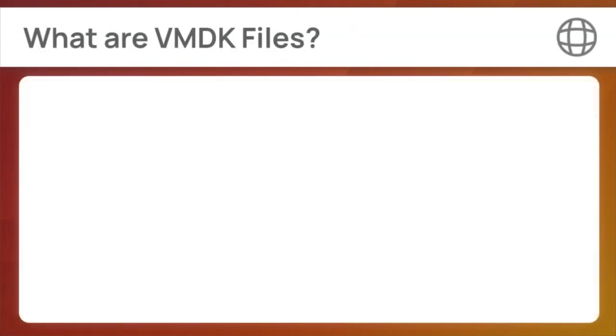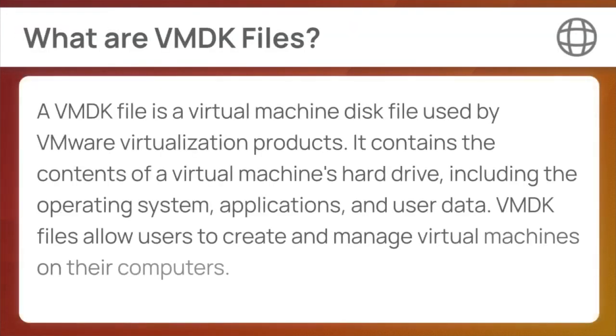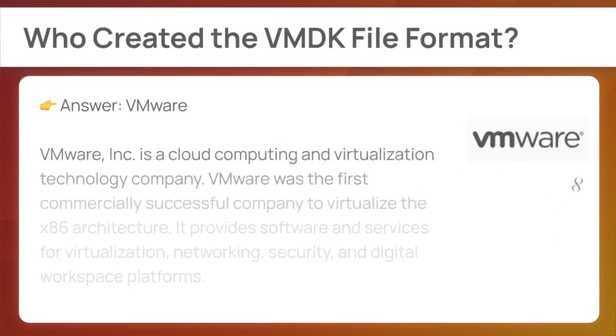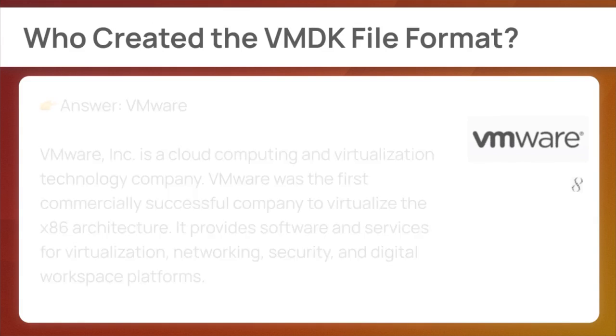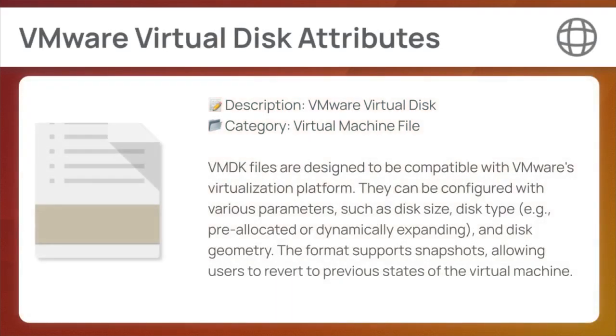A VMDK file is a virtual machine disk file used by VMware virtualization products. It contains the contents of a virtual machine's hard drive, including the operating system, applications, and user data. VMDK files allow users to create and manage virtual machines on their computers. VMDK files are designed to be compatible with VMware's virtualization platform.